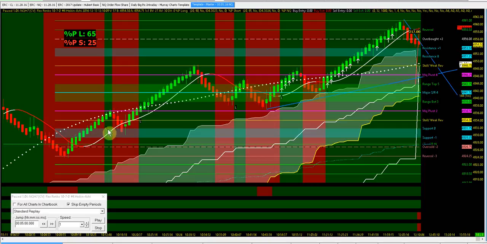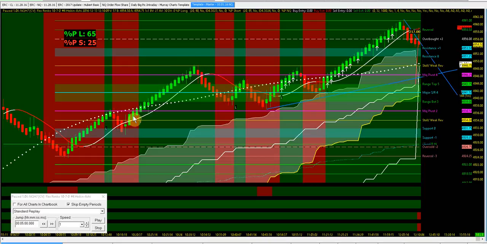So we have the long signal here, but it ran right up against that major pivot, and then it pulled back down. Here's your second long. This one worked out because it was above the major pivot line. Price action had already broken that major pivot line when that long signal came on. Boom, here you go. That long worked out pretty well, all the way up to the stall weak reversal.